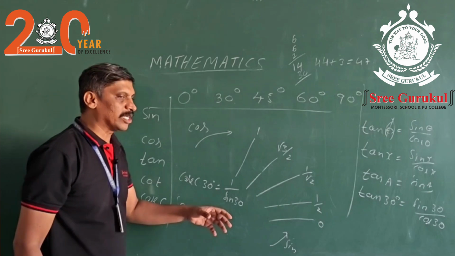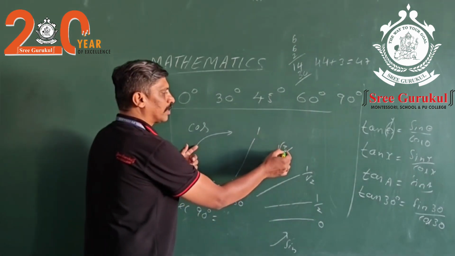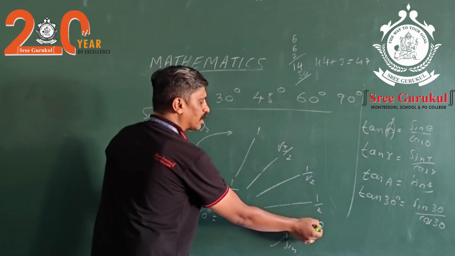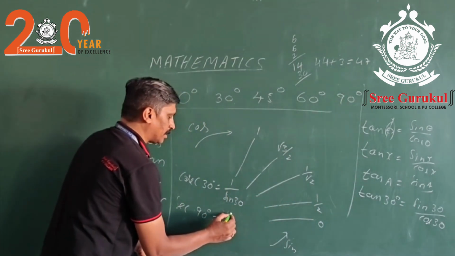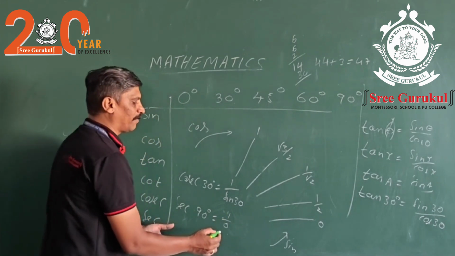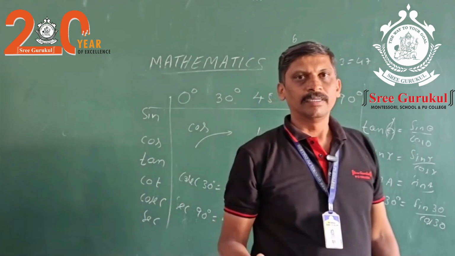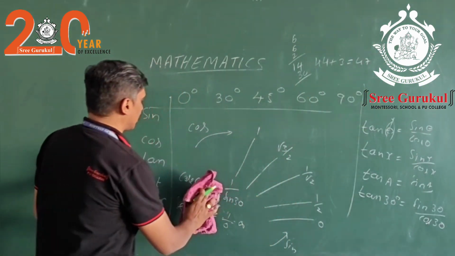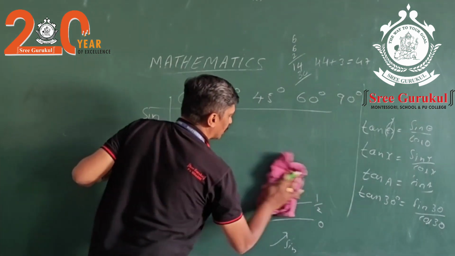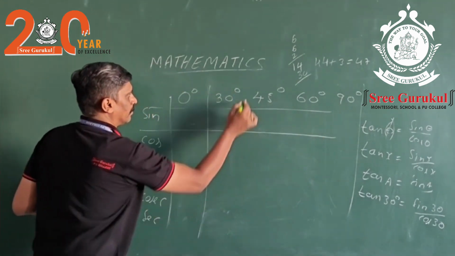Sec 90 degrees becomes what? The reciprocal of cos 90. What is cos 90? Cos 0, 30, 45, 60, 90. Cos 90 is 0. What is the reciprocal of 0? Not defined. That is simply written as 1 by 0. The reciprocal of 0 is infinite, not defined. Sir, how do we construct all these 30 formulas by remembering just one single line?